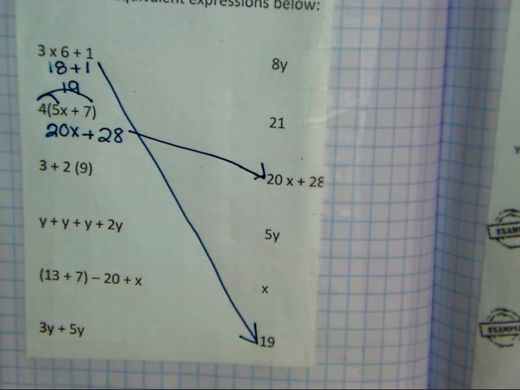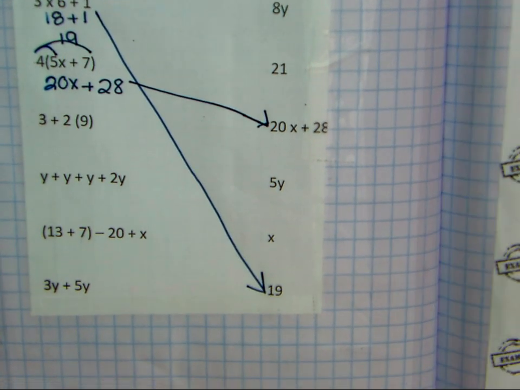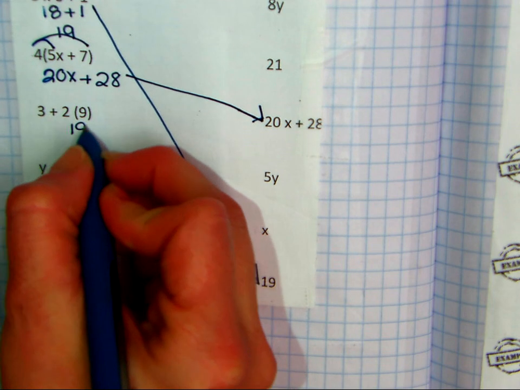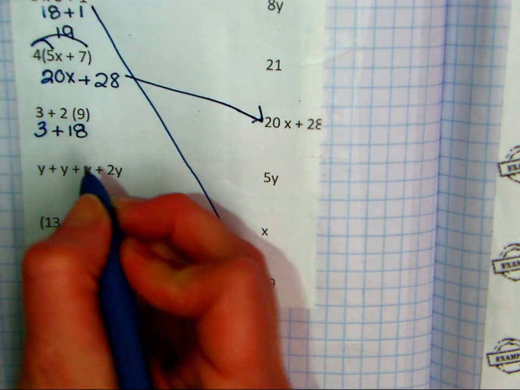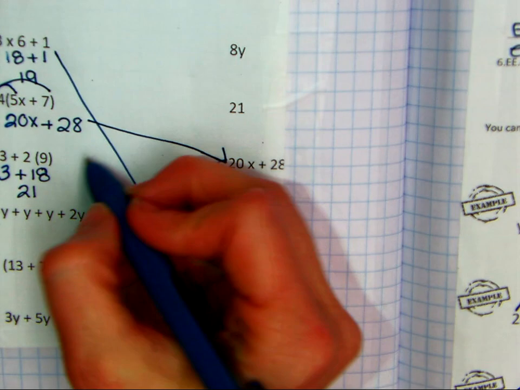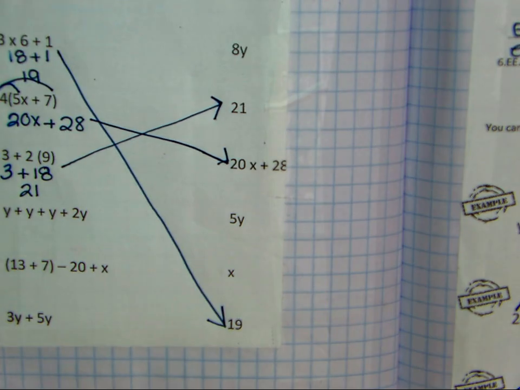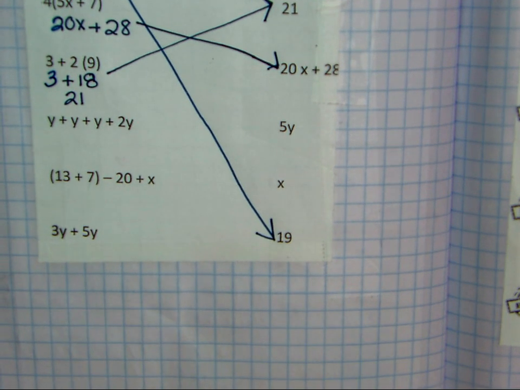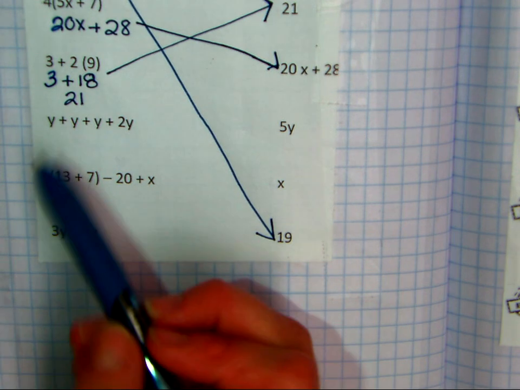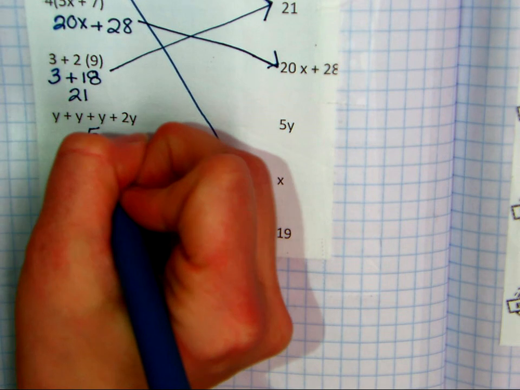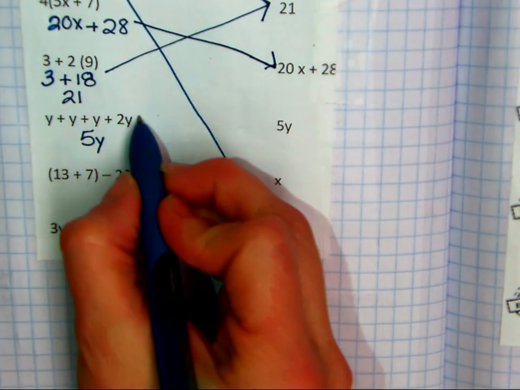All right, the next one, I have like terms. So I'm going to go 2 times 9, which is 18, using my order of operations, plus 3. 3 plus 18 is 21. And so I'm going to find the match, which is right here. Next one. I've got like terms. I've got variables, and they're all the same. There's no parentheses I'm dealing with, so it's not the distributive property, so I'm just going to combine these like terms. So I've got 1y, 2y, 3y, 4y, 5y, which matches this one.